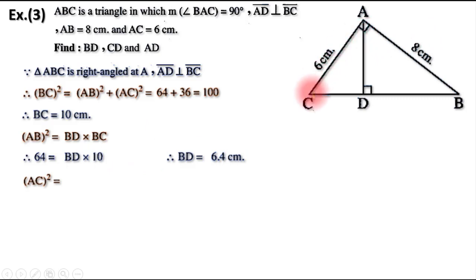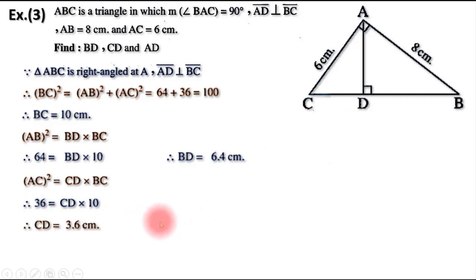And AC power 2 equals CD times CB. AC power 2 equals 6 power 2 equals 36, and CD times BC equals 10. Then the length of CD will equal 36 over 10, which equals 3.6 centimeters.